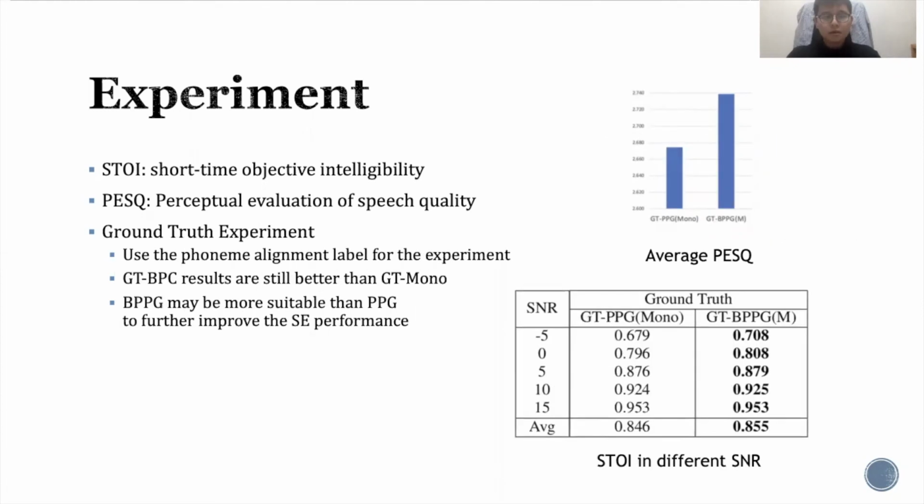To further identify the effects of phoneme and BPC, we conduct an additional experiment using the ground truth label. The original content feature from the TIMIT corpus is used as the posteriorgram information. More specifically, in the ground truth experiment, the input to the autoencoder in our SE system is the one-hot vector, whose dimension is the number of monophone or BPC classes. Here we use the manner of articulation as the representation for BPC. This set of results is denoted as GT-PPG and GT-BPPG. From the results, BPPG still performs obviously better than PPG, suggesting that BPC may be more suitable than phoneme to improve the SE performance further.